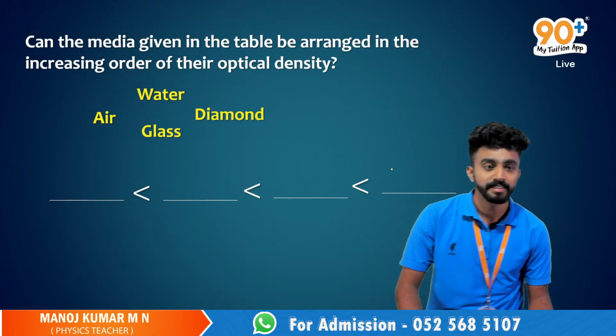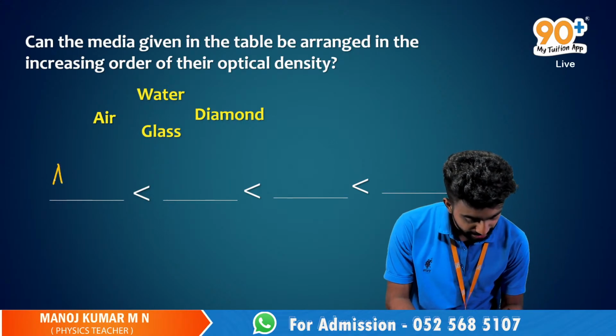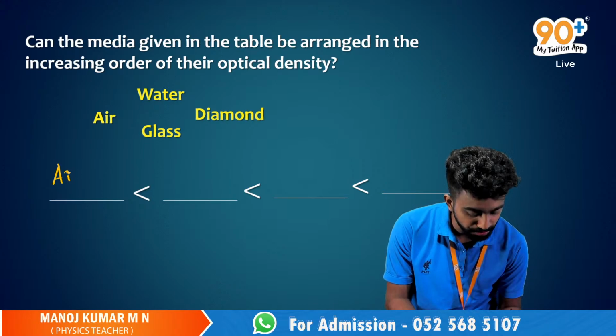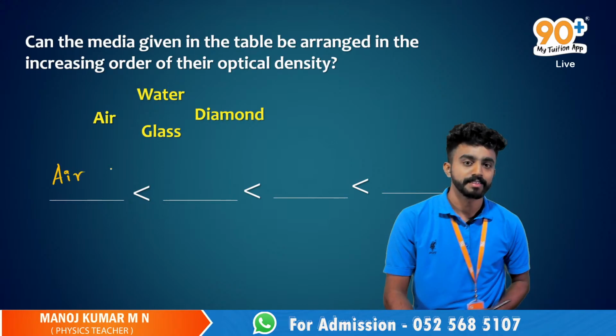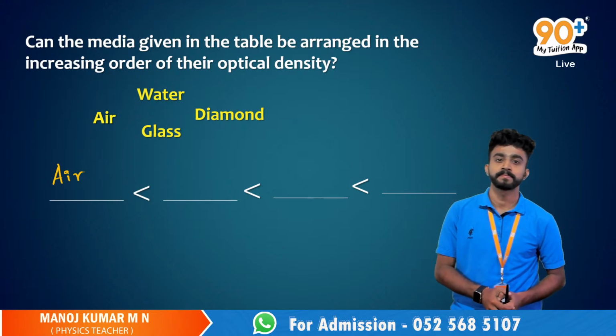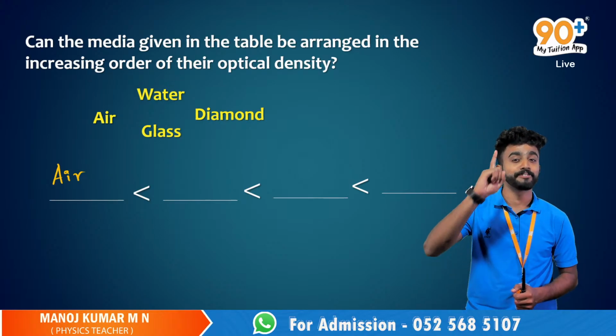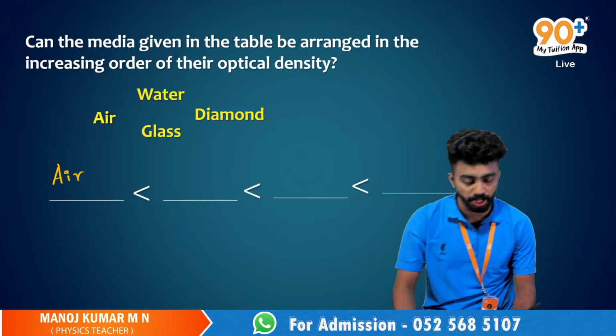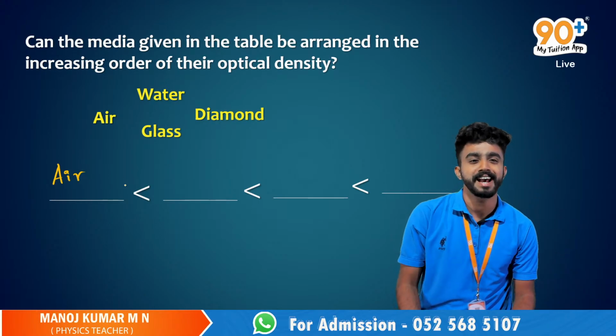First is air because it has less density. Okay, less optical density or greater optical density? Less. Less optical density means, what about the speed of light? It will be more. Speed of light will be more in it for sure. Fine. So next, diamond, right?